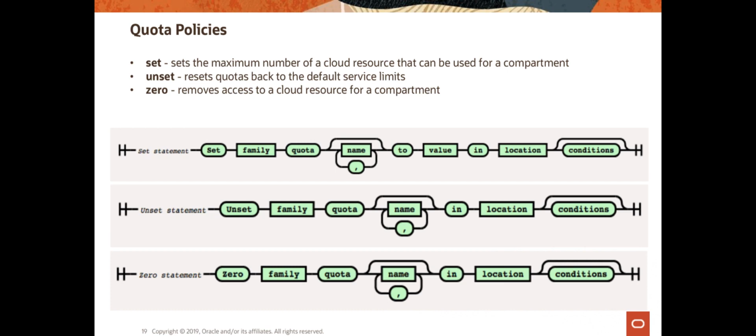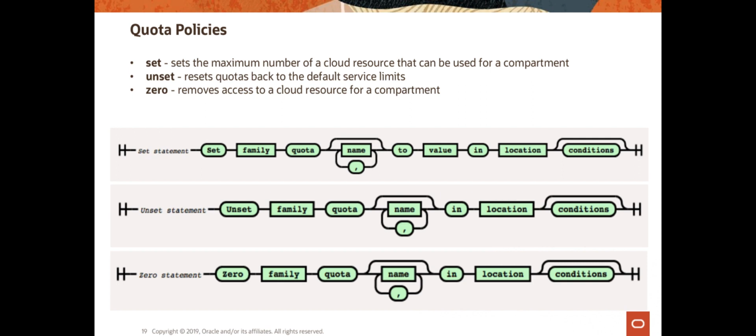When you are writing a statement, you see these three examples for the three types of statements. The very first thing you do is start with an action keyword. The action keyword can be set, unset, or zero. And after that action keyword, you then specify the name of the service family.